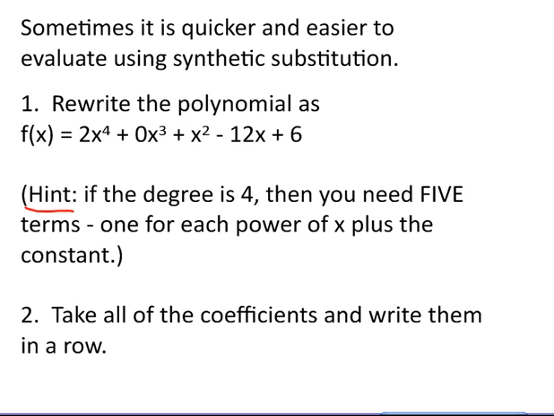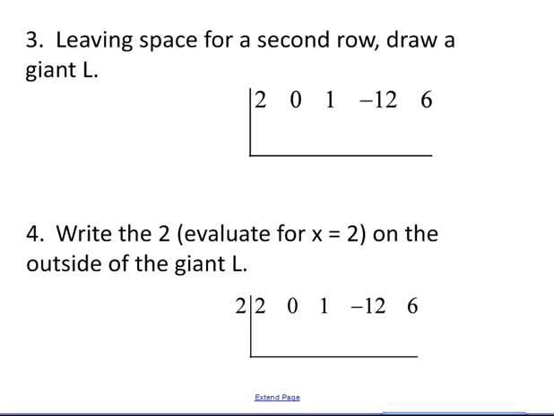And we're going to look at the coefficients. We're not going to write the variables. What we're looking for is just the numbers in front. So the numbers in front, 2, 0, 1, negative 12, and 6. So we're going to write those in a row. And then we are going to draw a giant L like this, leaving a little bit of space underneath this row, because we are going to write numbers down here. All right. So we're evaluating for x equals 2, so we're going to take the 2 and put it on the outside. That's what we're evaluating for.